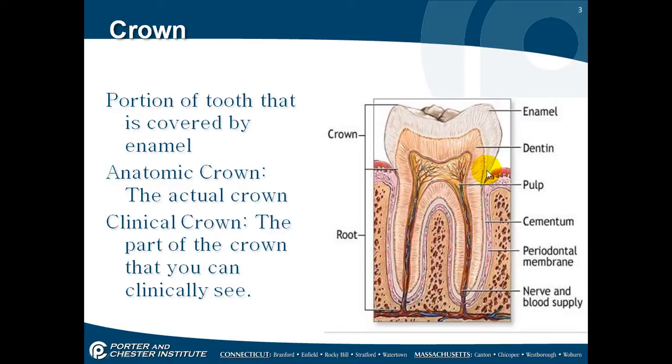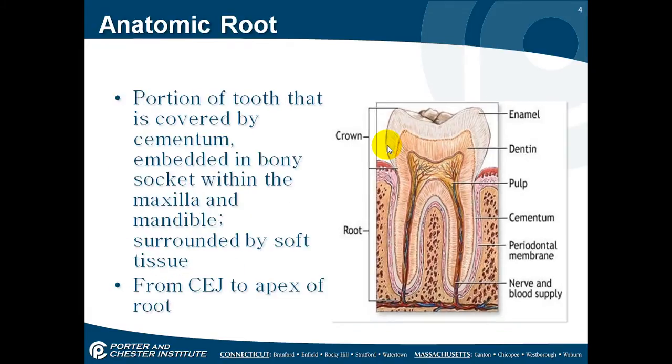Now you're going to hear two other words, anatomic and clinical. The anatomic is the actual crown, and the clinical is if the doctor is doing an exam in your mouth, and say it was a child and the tooth's not fully erupted, the part that they can see, that's the clinical crown.